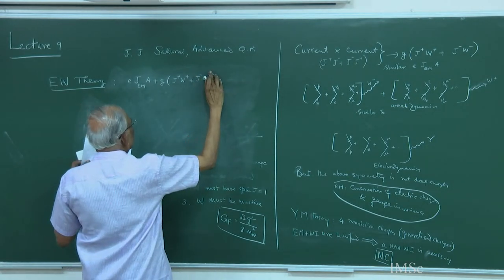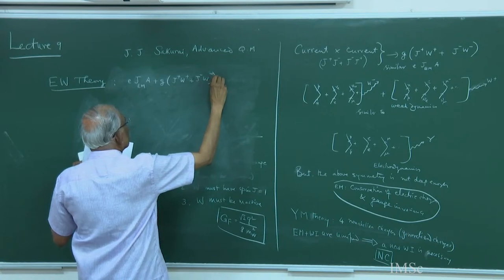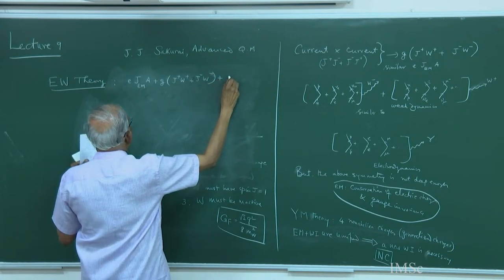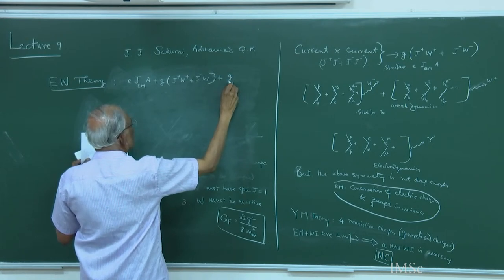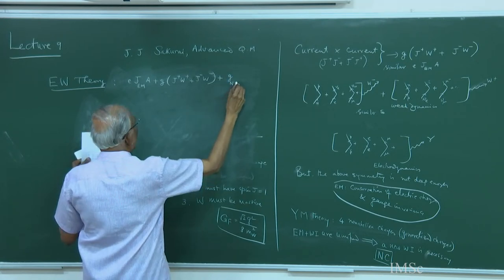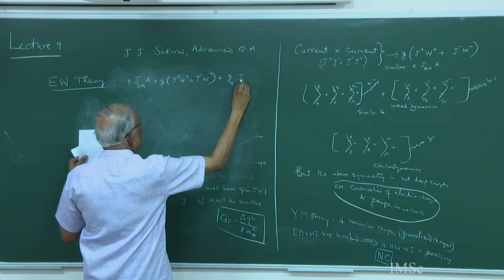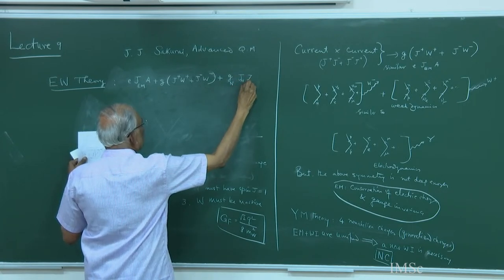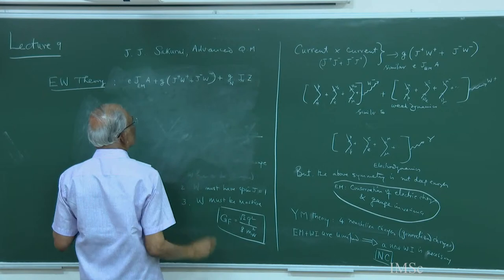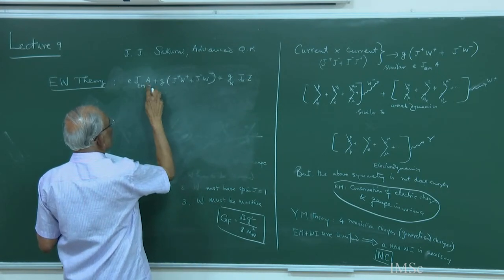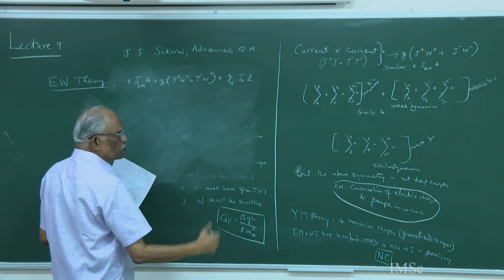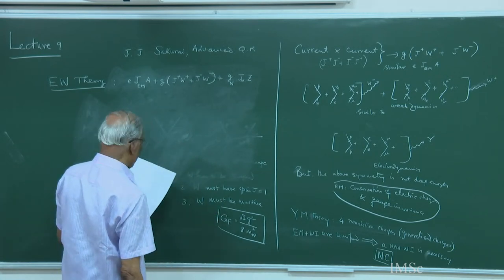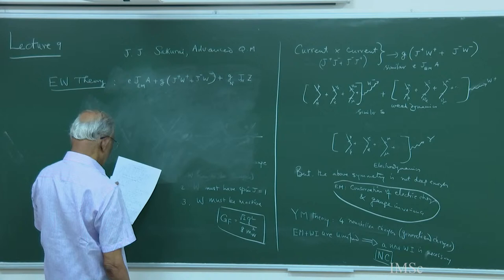Plus one more term which we have to add. Coupling constant for neutral current interaction, so I will call it Gn, and neutral current Jn interacting with a neutral gauge boson. So there are four gauge bosons, 1, 2, 3, 4, interacting with the four generalized charges. That is the generalization of electromagnetism we have got.